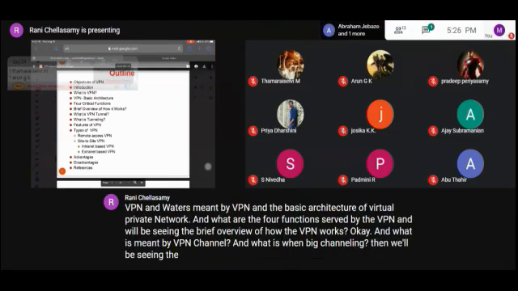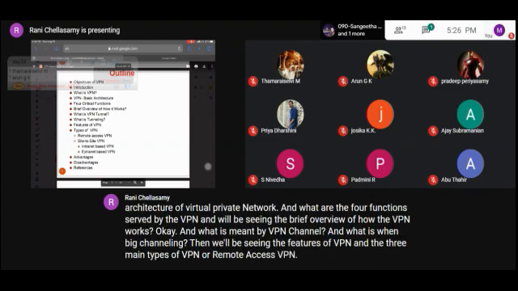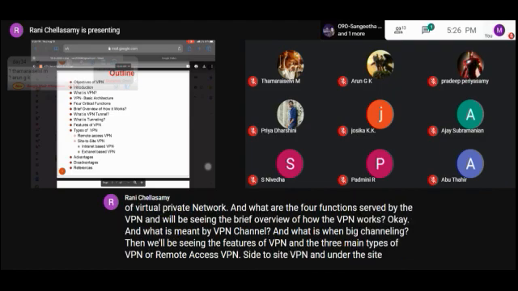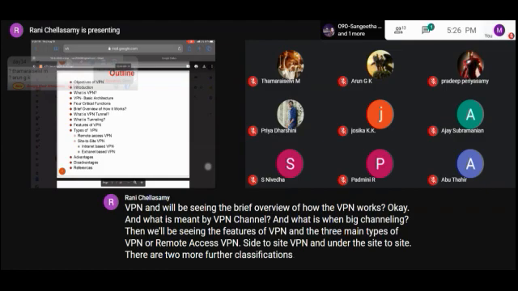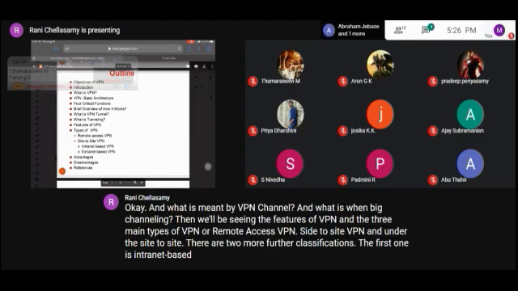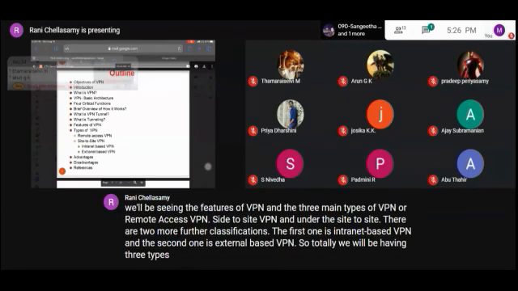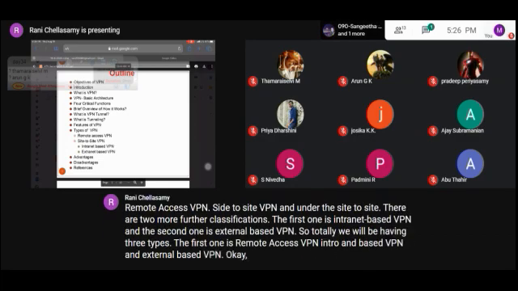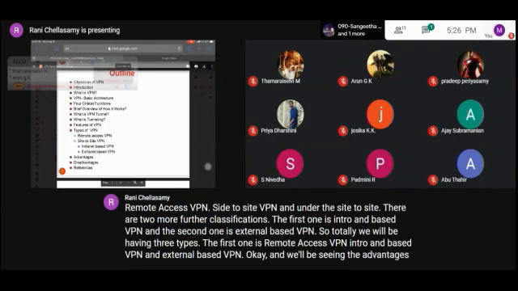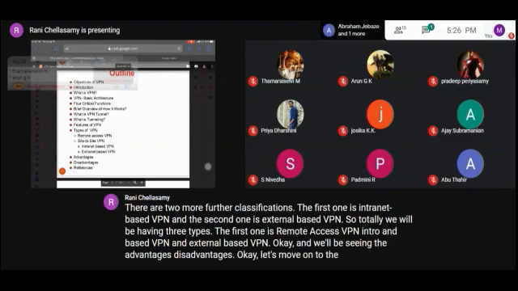Then we'll be seeing the features of VPN and the main types of VPN: remote access VPN and site to site VPN, and under site to site there are two further classifications. The first one is intranet based VPN and the second one is extranet based VPN. So totally we will be having three types: remote access VPN, intranet based VPN and extranet based VPN. And we'll be seeing the advantages and disadvantages. Okay, let's move on to the topic.